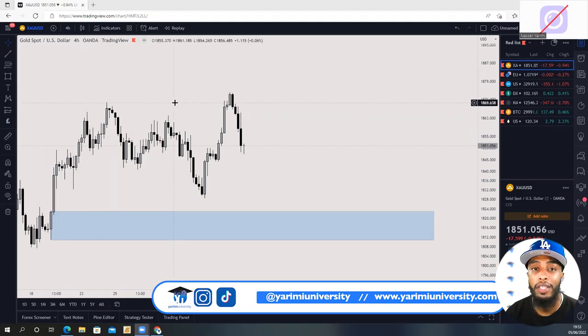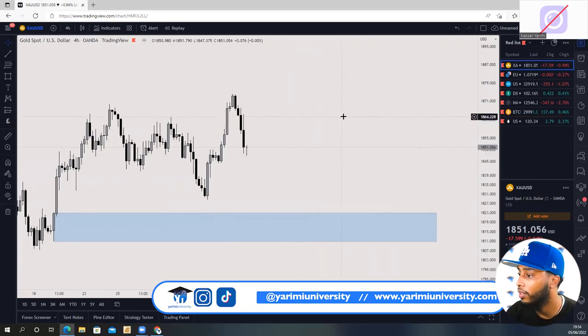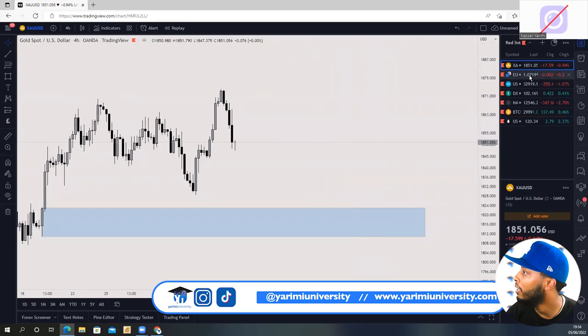So Wyckoff is called a schematic. Wyckoff is a schematic, meaning what? Wyckoff is something that takes place on the charts every single time, on every single time frame, okay? So if I just go open up Euro USD, or should I do it on US 30?